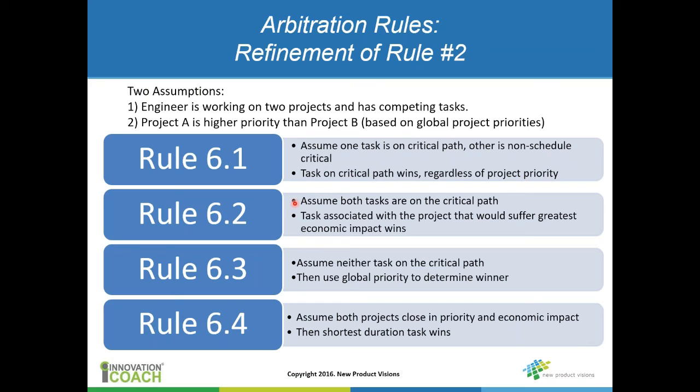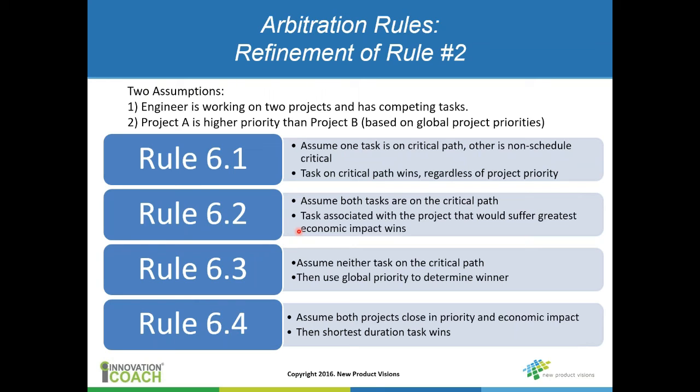Rule 6.2 is, let's assume that both tasks at that point are on the critical path. Then you revert back and you look at which project would suffer the greatest economic impact if you don't work on its task. Now, economic impact is kind of a nebulous concept. It really relates to schedule sensitivity. For instance, project B might be a seasonal project or product, and there might be a lot of schedule sensitivity at that particular point in time. So you've got to nuance it.